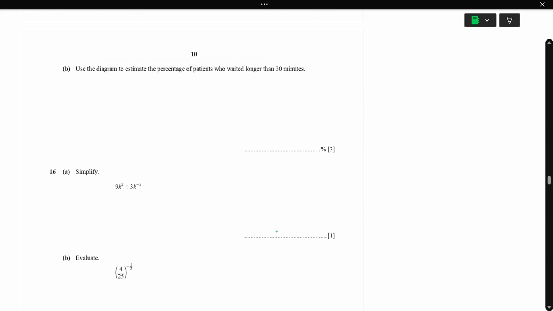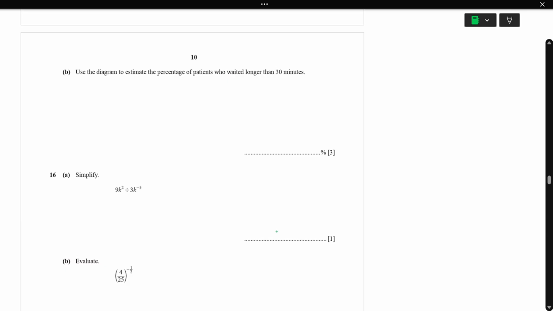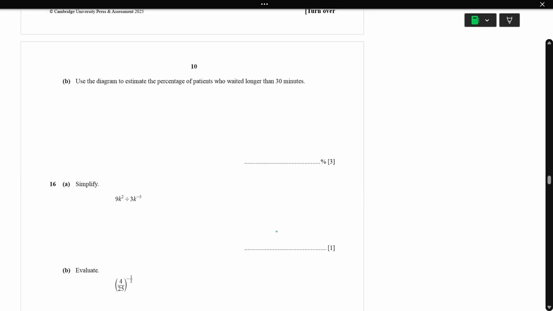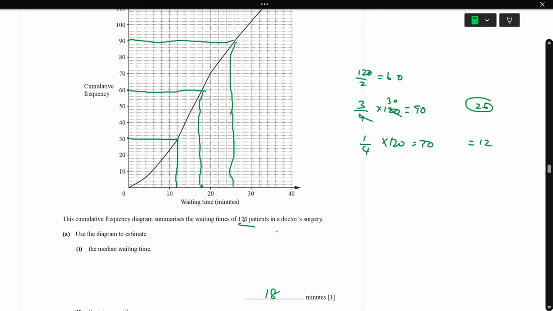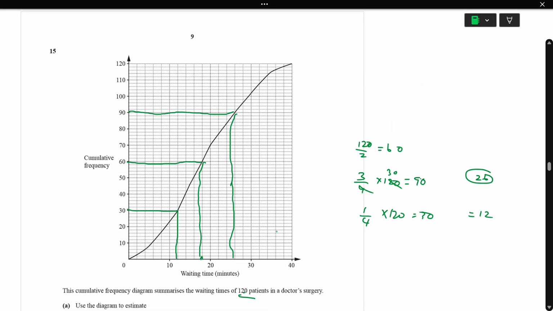Next, use the diagram to estimate the percentage of patients who waited longer than 30 minutes. So longer than 30 minutes divided by the whole number of patients. Longer than 30 minutes, so we'll check 30 here.